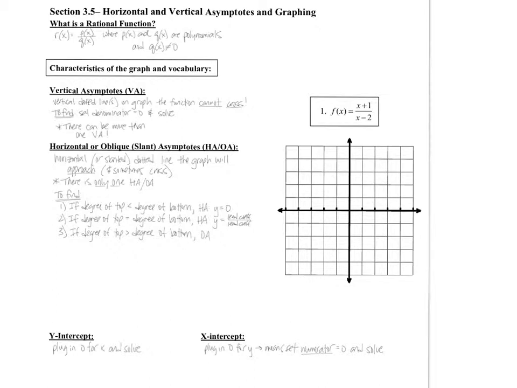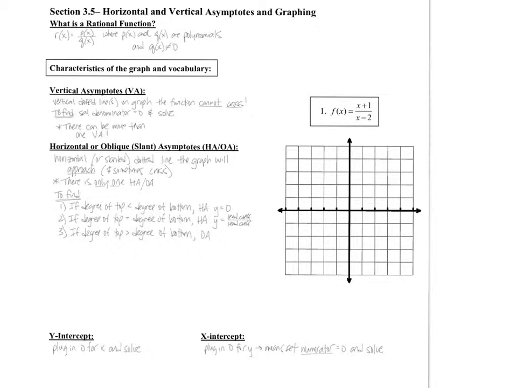So the very first thing that we have to do for this problem is set the denominator of this problem equal to 0. What that's called is finding the vertical asymptote. It says to set the denominator equal to 0 and solve. And an asymptote is a dotted line on the graph that the function does not go through.